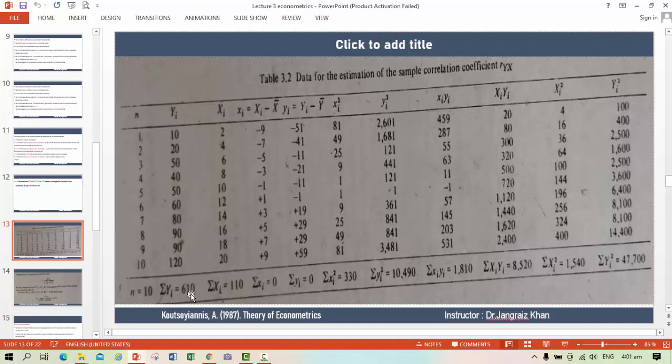We subtract the value of the y bar, that is 61, from each observation of the capital Y. So if we subtract 61 from 10, we get minus 51, the first observation of small y. 20 minus 61 is minus 41, 50 minus 61 is minus 11, 40 minus 61 is minus 21, 50 minus 61 is minus 11, 60 minus 61 is minus 1, and so on. So this is the value of small y.